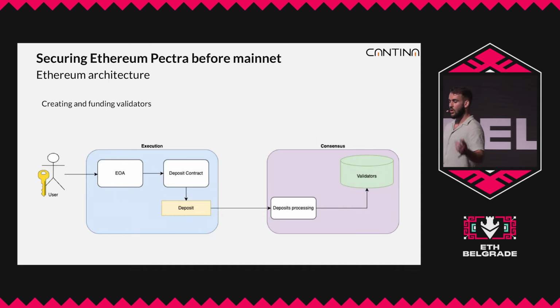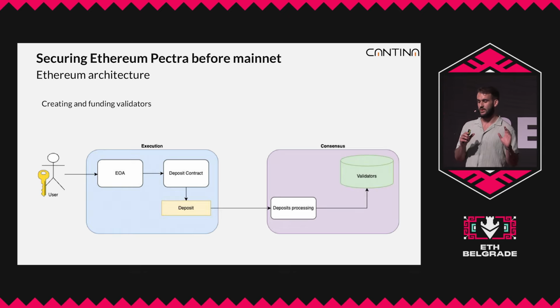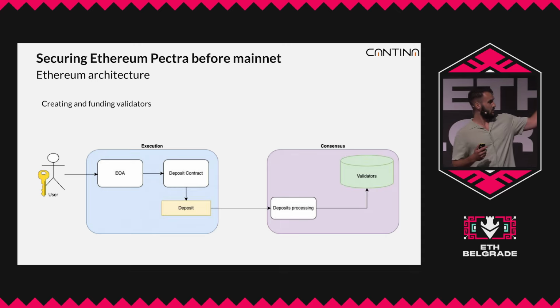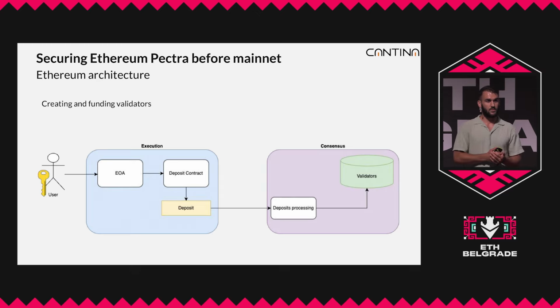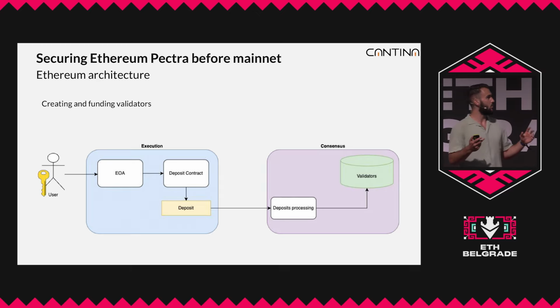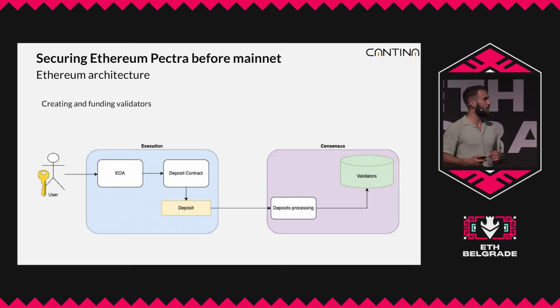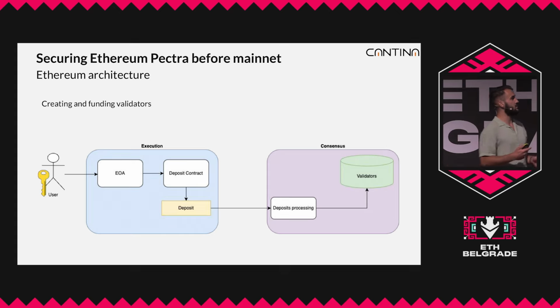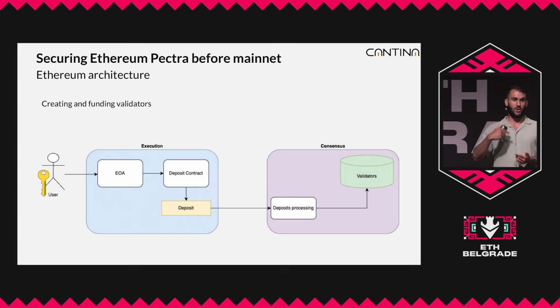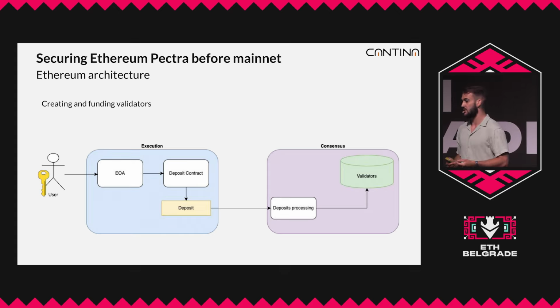So an interesting point is that there is communication between the execution layer and the consensus layer. When you want to create a validator, you just have to interact with the deposit contract. This is where the well-known 32 ETH is deposited. It will emit an event that will be consumed by the consensus layer to create a validator.